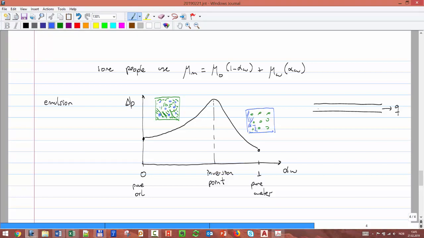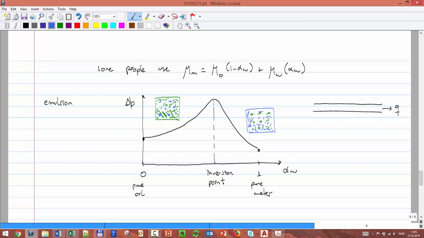But the thing is that you have this transition point where it flips from one type of dispersion to the other. Automatically it flips. But that comes with a very high pressure drop. So why is that important for the performance of a field?